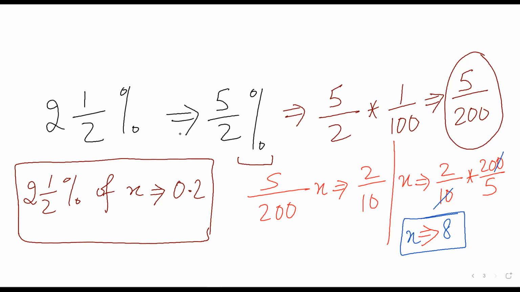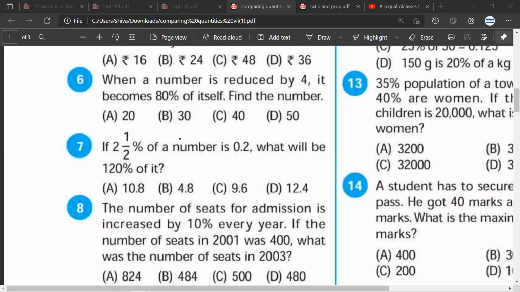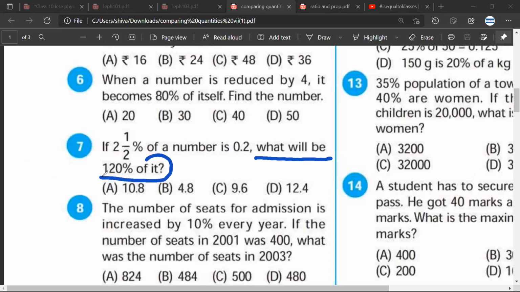Mr. Satya, 8 won't be the answer because let us look at the question closely. See, what he is asking is, what will be 120% of it? Have you understood? Yes, sir. So basically, you'll have to take 8 and you want 120% of 8. Have you understood? Yes, sir. Any doubt? No doubt, sir.